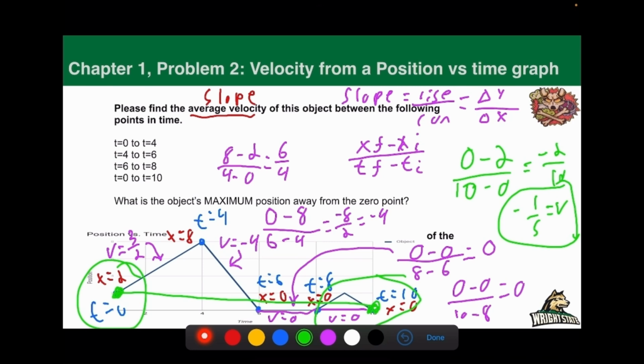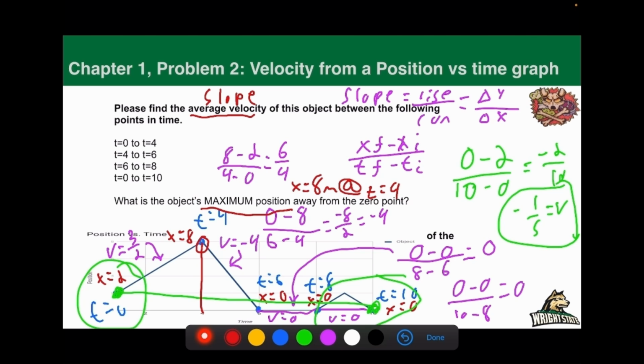There's another question it asks. It's an easy one. What is the object's maximum position away from the 0 point? Our maximum position is just going to be the highest y value we get from this graph. That's going to be this. So our maximum position is x equals 8 meters, which happens at t equals 4. So this thing is furthest away from our 0 point at 4 seconds before it turns back around.